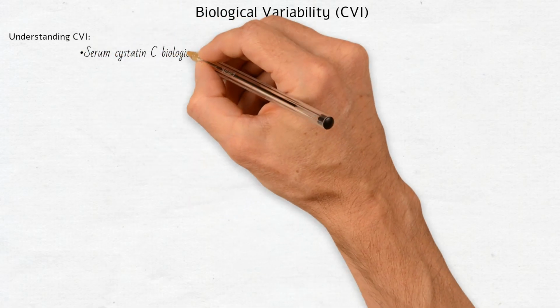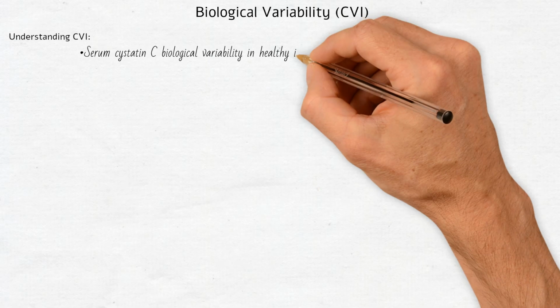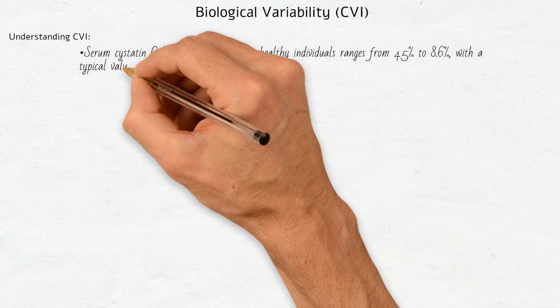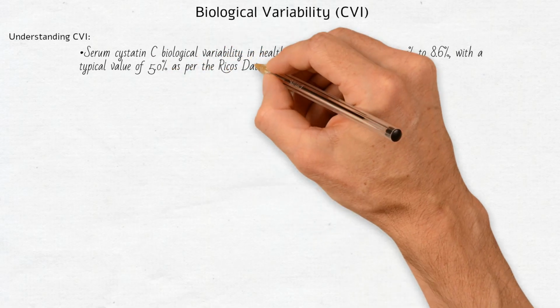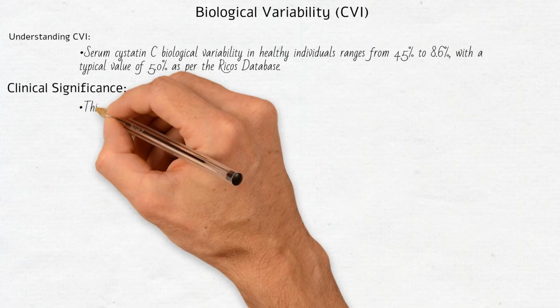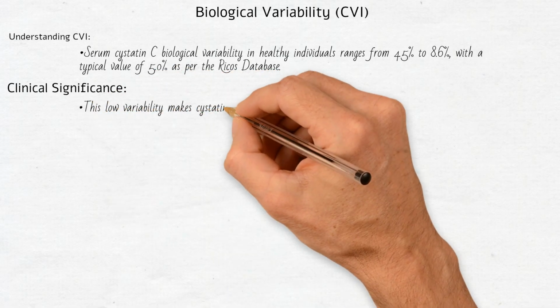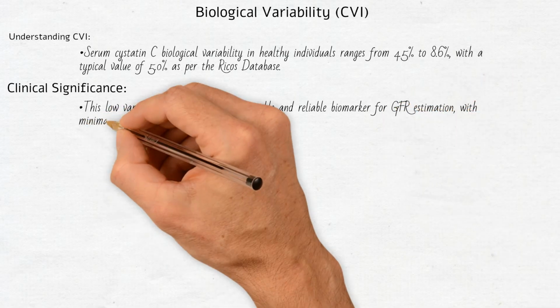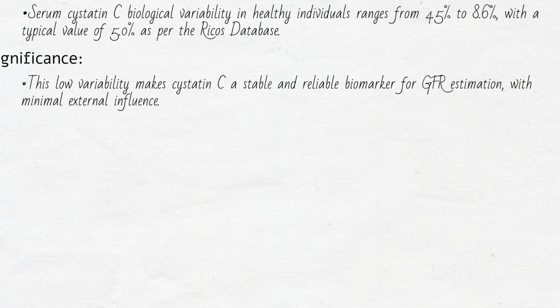Biological variability, CVI. Understanding CVI. Serum cystatin C biological variability in healthy individuals ranges from 4.5% to 8.6%, with a typical value of 5% as per the RICOS database. Clinical significance. This low variability makes cystatin C a stable and reliable biomarker for GFR estimation, with minimal external influence.